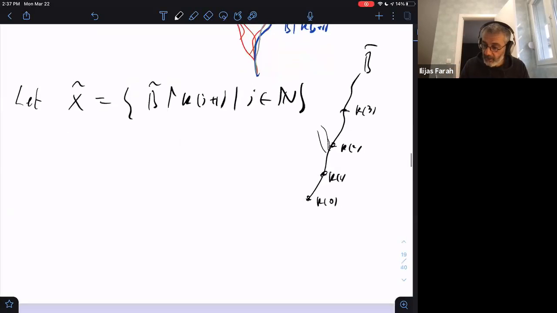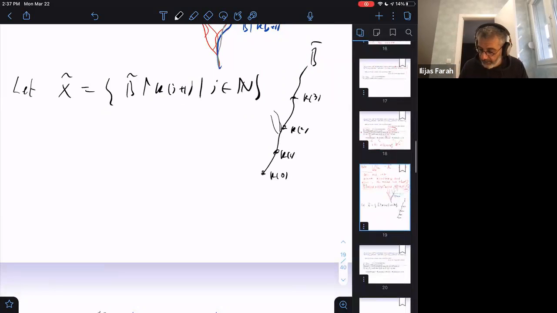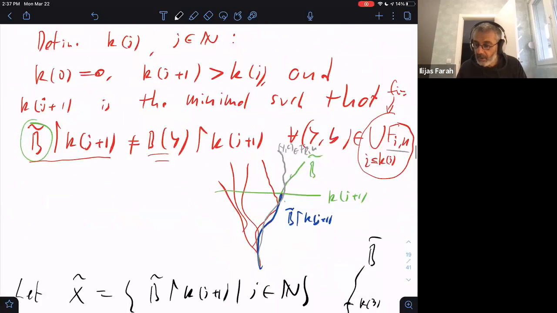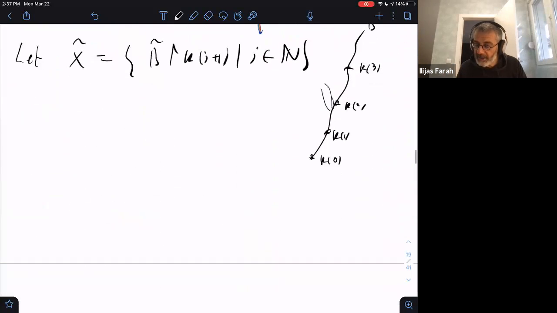All right, so now we have another definition. Oh, okay, my iPad is at 14%, so I may have to run to get a charger at some point, but let's not do it right now.